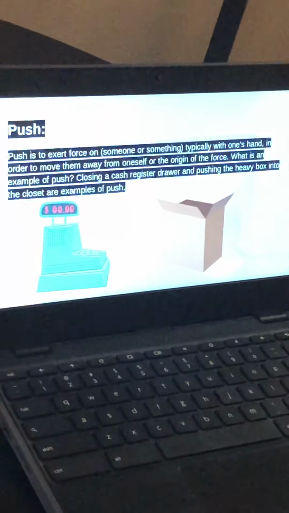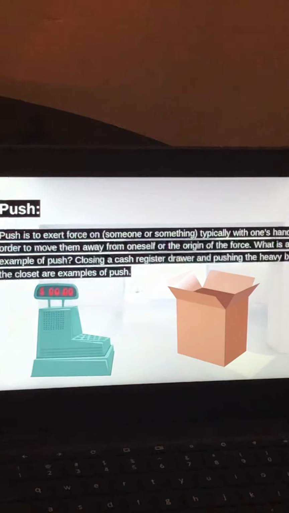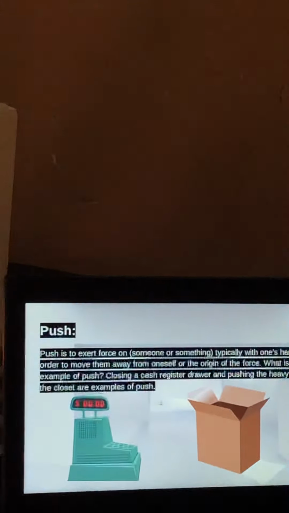Push. Push is to exert force on someone or something, typically with one's hand, in order to move them away from oneself or the origin of the force. What is an example of push? Closing a cash register drawer and pushing the heavy box into the closet are examples of push. So we have a little cash register right there, and when you put some money in, you just push it and it's closed. And then we have the heavy box over here, and it depends on how much stuff is in there.